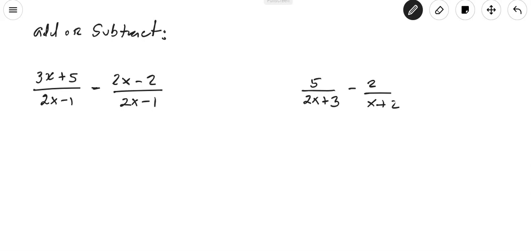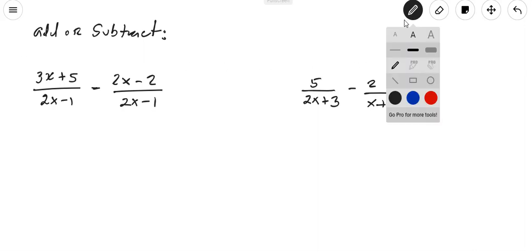Hello students, I want to explain the addition and subtraction of rational expressions. When we analyze rational expressions, the first step is to look at the denominator and define if we have a problem with same denominators or a problem with different denominators.